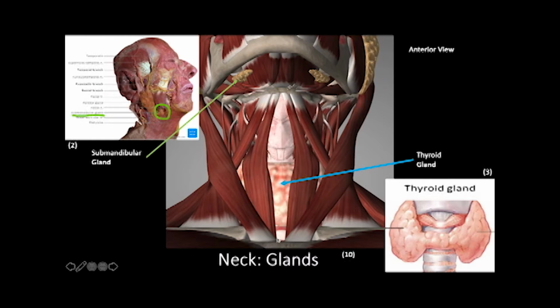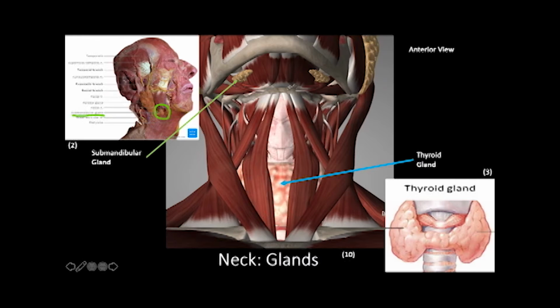Now we're going to talk about two glands of the neck area. We have the submandibular gland and the thyroid gland. Submandibular gland is innervated by the facial nerve and it produces saliva. You can see it here on the cadaver image. It's a little more on the lateral side of the neck here.